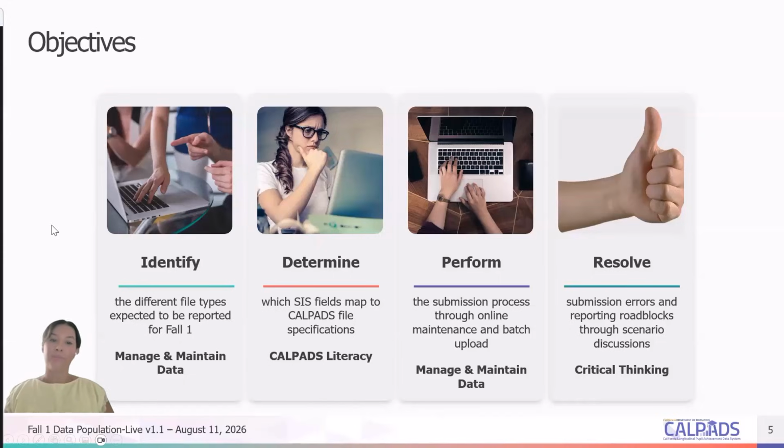These are our objectives for today's session. By the end of the session, participants should be able to identify the different file types expected to be reported in Fall 1, determine which SIS fields map to CalPADS field specifications, perform the submission process through online maintenance and batch upload, and resolve submission errors and reporting roadblocks through scenario discussion.